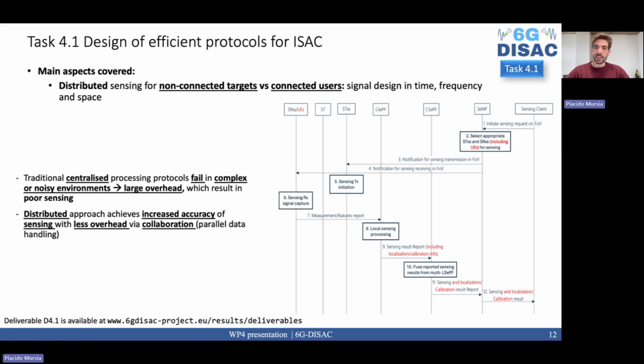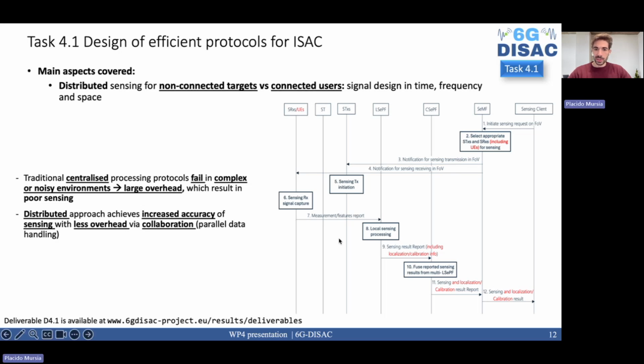So we start from a sensing client that initiates a sensing request in its field of view by contacting the SEMF, the sensing management function, which is then tasked with selecting appropriate sensing transmitters and receivers, including the case of UEs. The sensing is then started by the selected transmitters and receivers, which may include the presence of a sensing target, so an object that is not connected to the network.